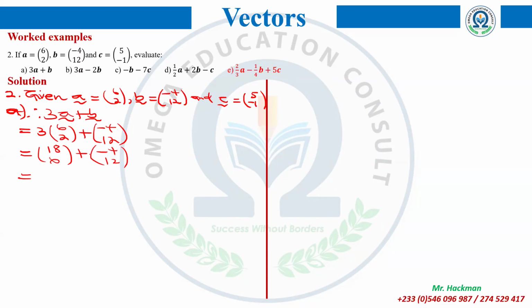So it will be 18 plus minus 4. Remember, we add corresponding components. So it will be 18 minus 4, which will give us what? 14.